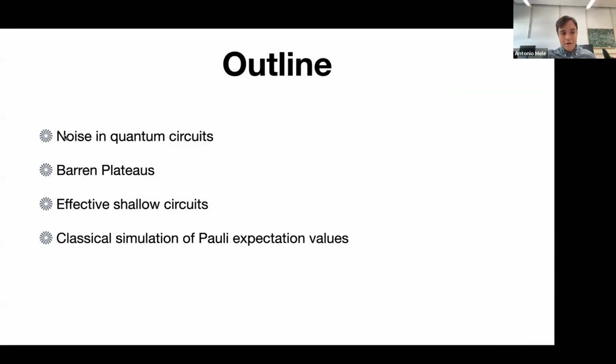Okay, then let's start. The outline of my talk is about first introducing the role of noise in quantum circuits and quickly reviewing previous results on the topic. Then I will explain our results on barren plateaus, and then the notion of effective shallow circuits and that only the last log n layers can matter. And lastly, I will talk about the classical simulation of estimating Pauli expectation values.